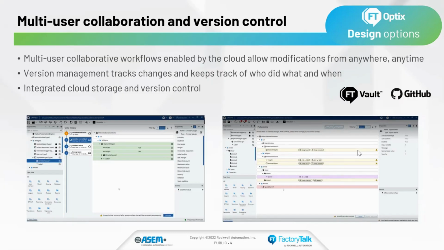So leveraging the FactoryTalk Optix integration with the FactoryTalk Hub cloud, this enables FactoryTalk Optix to have multiple users collaborate on the same workflow or same project from anywhere, anytime. There's also included version management, which tracks and keeps changes of who did what change and when. And there's also dedicated secure cloud storage for your FactoryTalk Optix applications. And again, the version control to keep track of which projects or which revisions of your projects are available on the cloud.